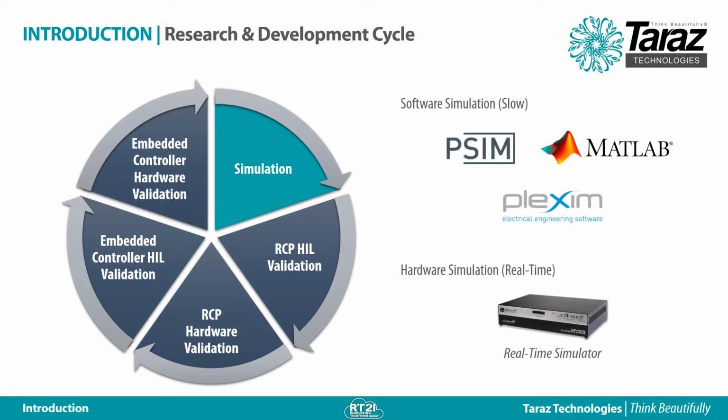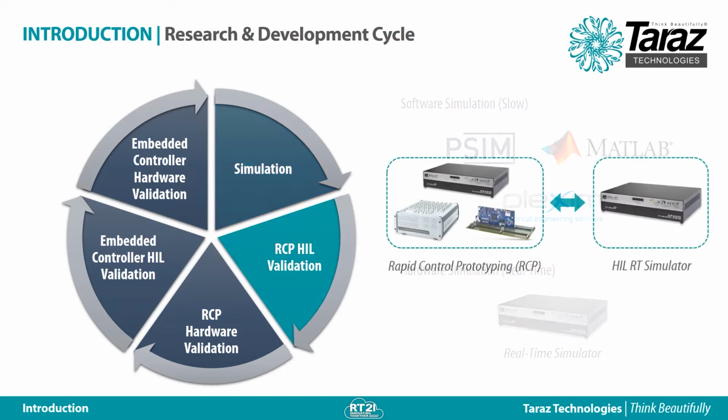We start first with the simulation, either in software or with the help of a real-time simulator, which can be much faster. Once the simulation is up and running, we use a rapid control prototyping device to prototype the control system and test it first with the HIL simulator. At this stage, a new set of problems will arise. For example, when you move from simulation to HIL validation, the measurement noise can affect the control system.